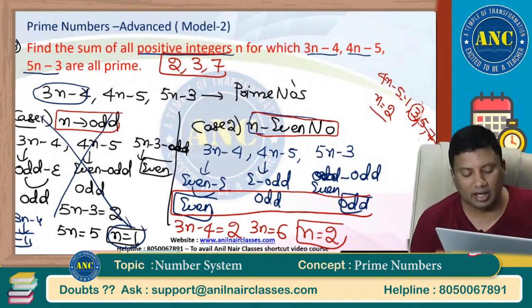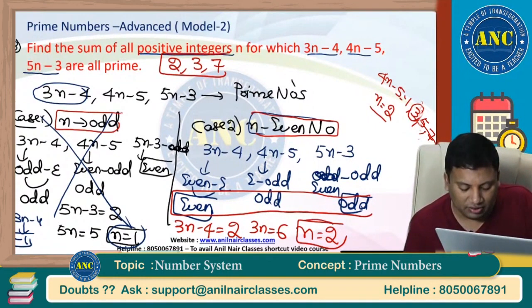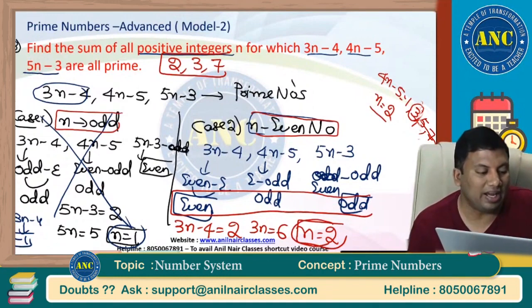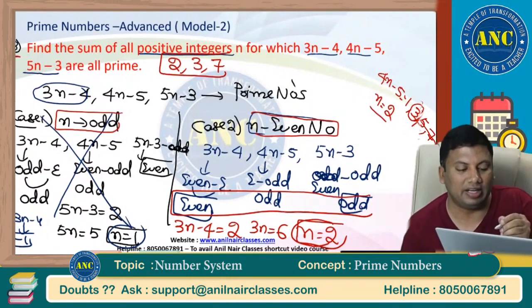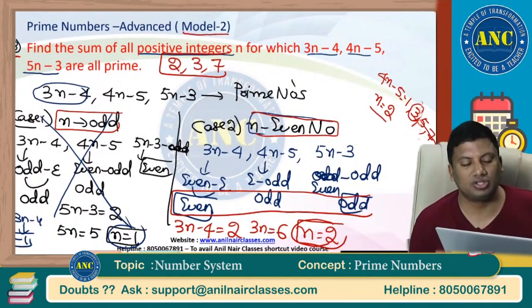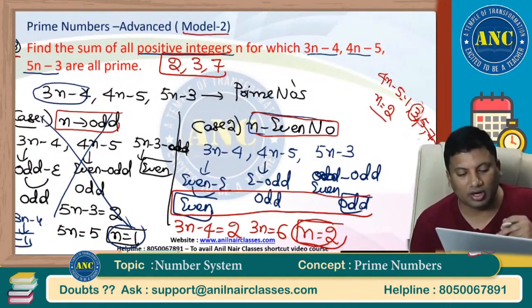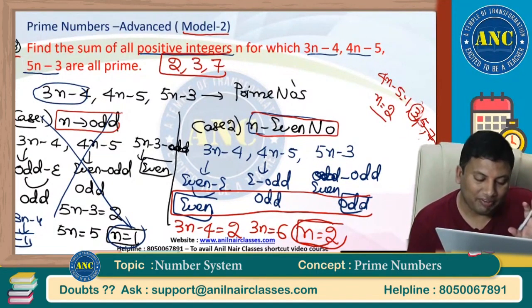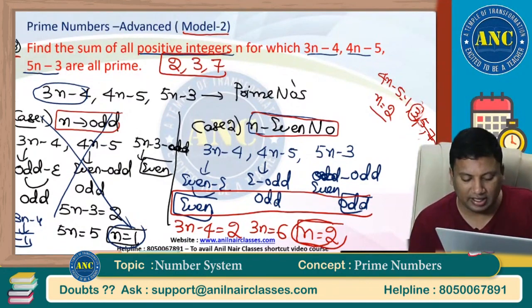So 3n minus 4, it is 2. N value, it is nothing but 2. Very, very important variety of questions. In case you are watching this video, after the video, kindly watch it again for effective learning. I hope the idea is clear.